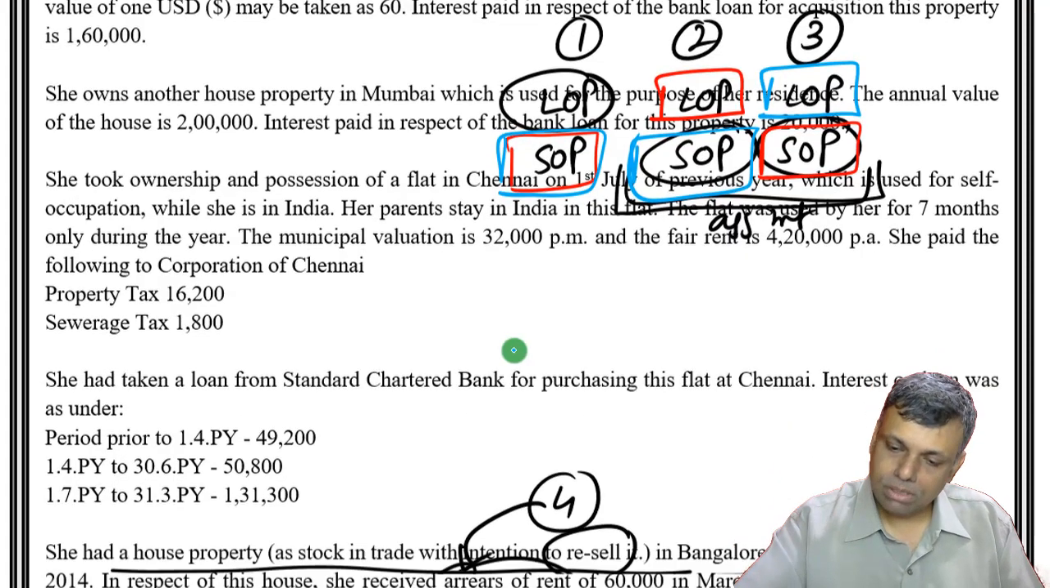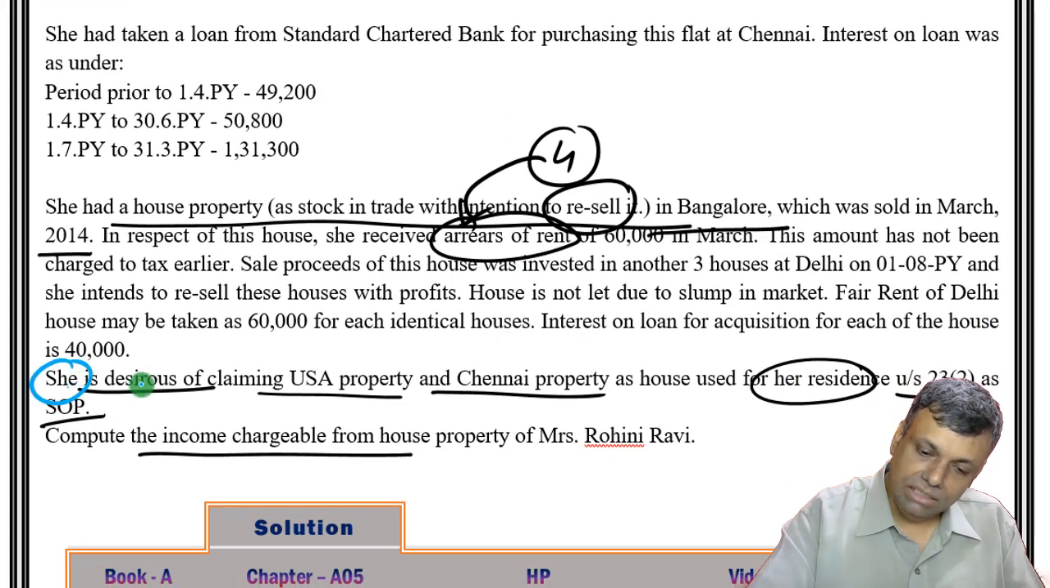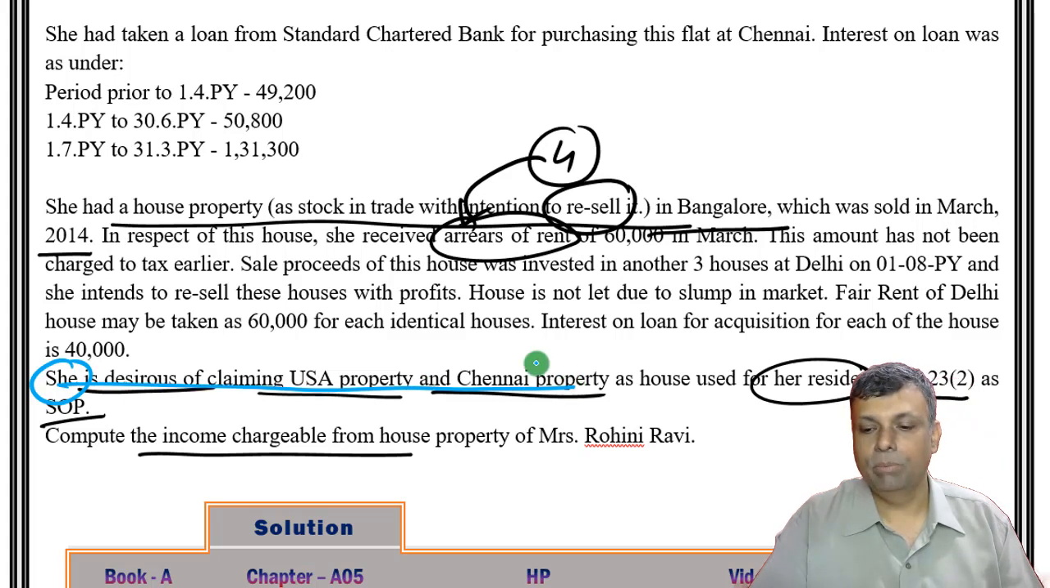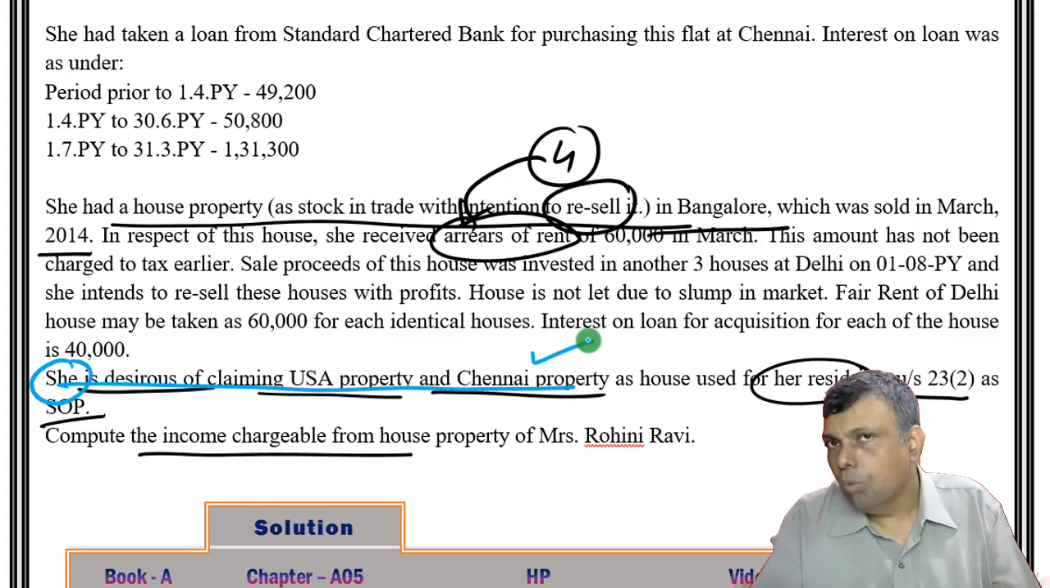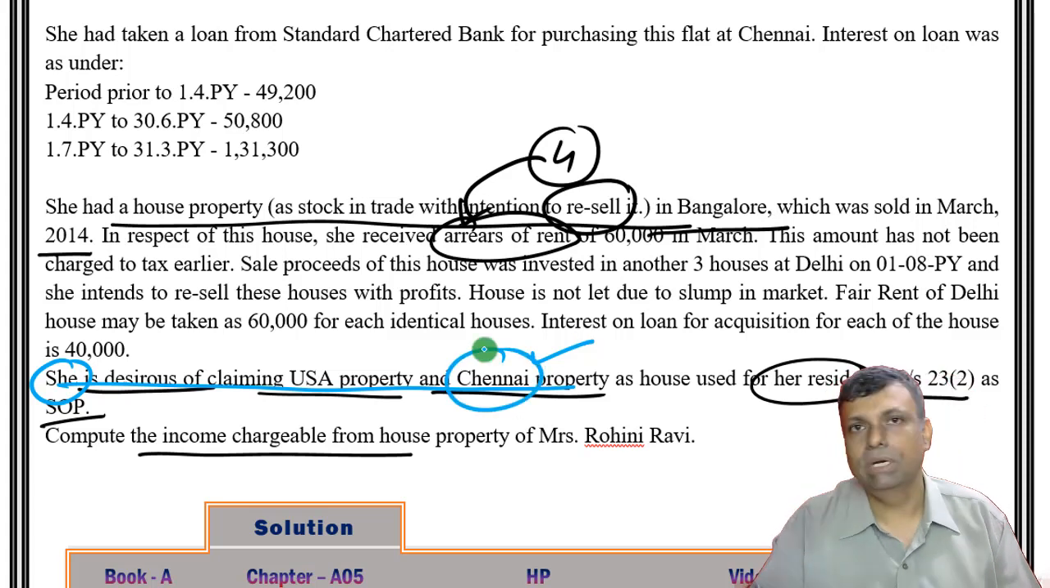However, you have to answer this particular point also, that she is desirous of claiming the USA property and the Chennai property. Now, if she wants only this particular option, she can go with that, because we have taken the view that the Chennai property will be eligible as an SOP property. So once we have concluded that, we will advise her that if you want to do like that, you do like that.